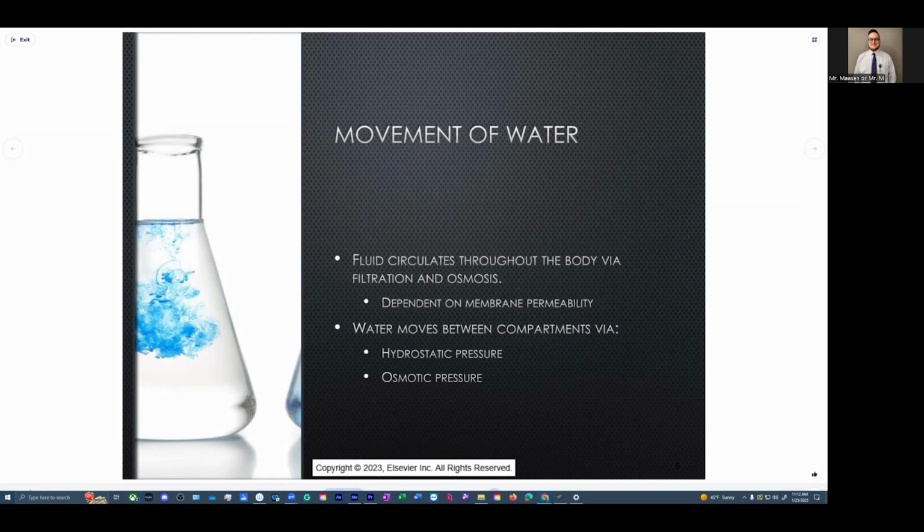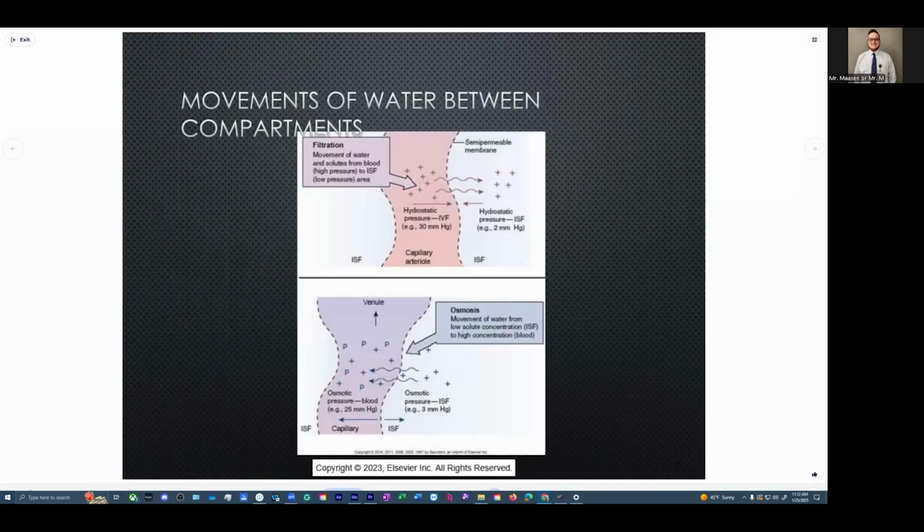Okay. So some examples that are highlighted in your book: movements of water between compartments. So again, filtration is just the concept of movement of water and solutes from blood, high pressure, to interstitial fluid, low pressure areas through a semi-permeable membrane. So at that point, hydrostatic pressure is way higher in the blood vessel on the arterial side than it is on the interstitial fluid side. Very low hydrostatic pressure.